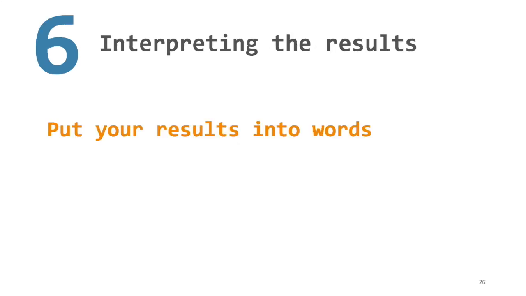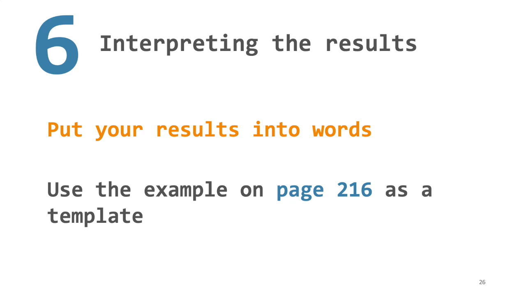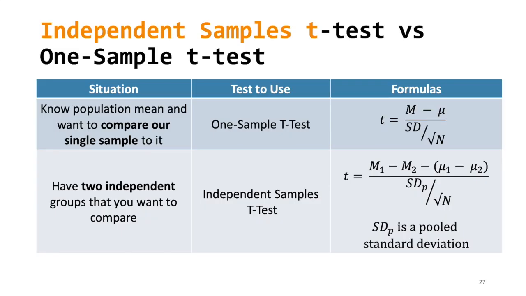The last step is interpreting the results. You want to put the results into words that someone outside of this class might understand. There's an example of it on page 216 in the book. You can use that as a template. There's going to be lots of other examples. And in the actual in-person part of the class, we're going to interpret everything we do in Jamovi, so there's going to be some practice with this. All right, that is one sample t-test.